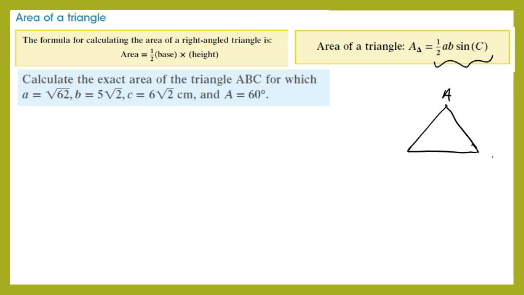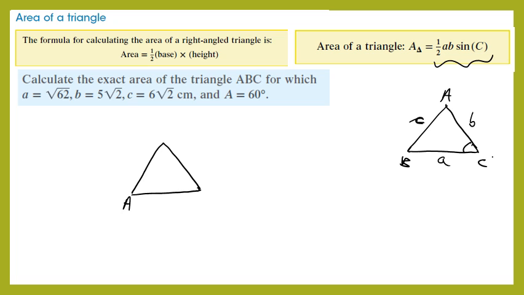So if you have A, B, and C, because the sides opposite it match the angles, at angle A, we'll have side A. Across angle B, we'll have side B. Across angle C, we have side C. I'm going to use a cursive one. Alright, so long as you have two sides and the angle between them, which is this one, you can find your triangle. So, calculate the exact area of triangle ABC for which we have these three things.